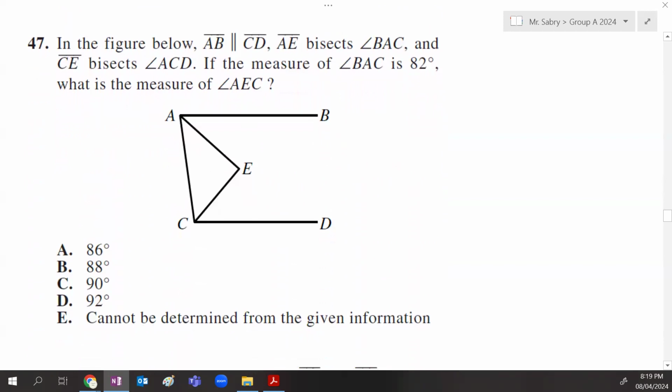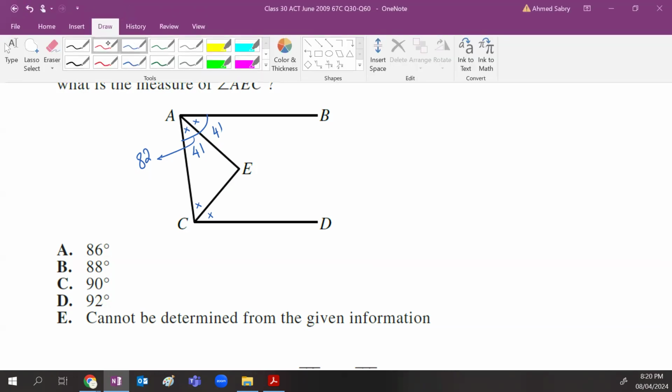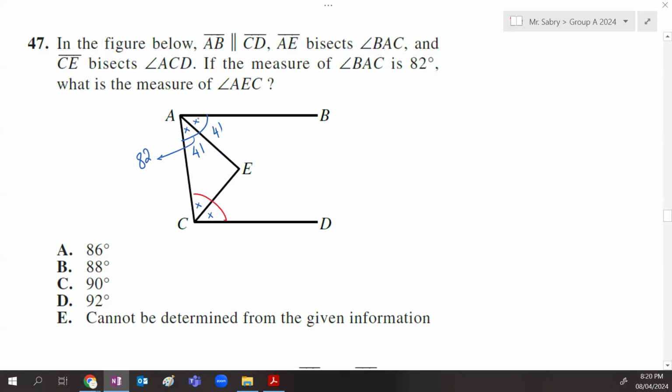In the figure below, AB and CD are parallel to each other. AE bisects. Bisects means it splits those angles into two equal parts, and the same happens over here. You're then told that BAC, which is this angle, is equivalent to 82. Because this is 82, and I know that it's a bisector, so this one is 41, and that one is 41 as well. The same thing will be done on this angle here, but because these two lines are parallel to each other, this angle along with this one should be added to each other equals 180. If I do 180 minus the 82, I'll figure out that this angle entirely is supposed to be equal to 98 degrees.